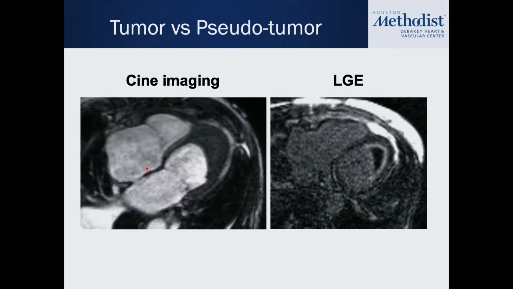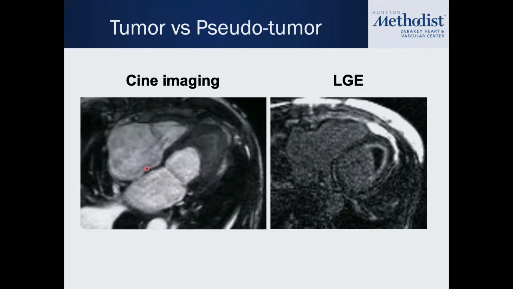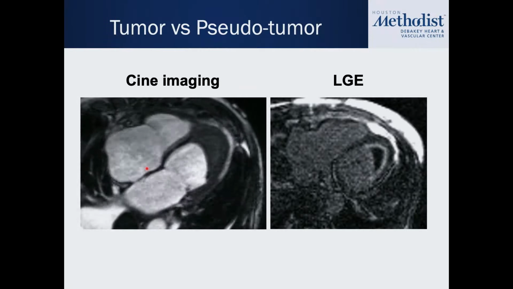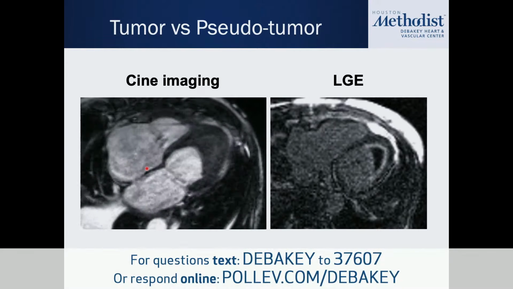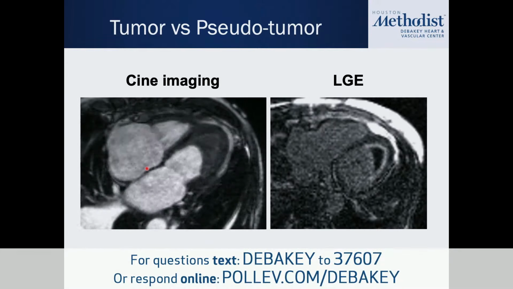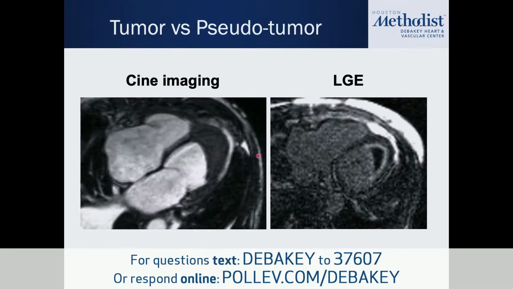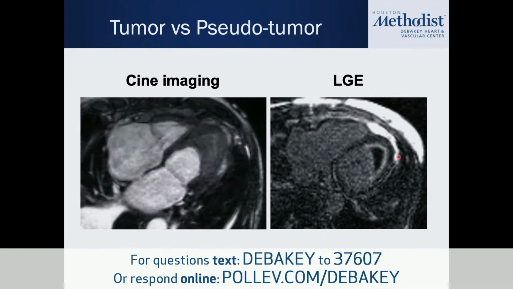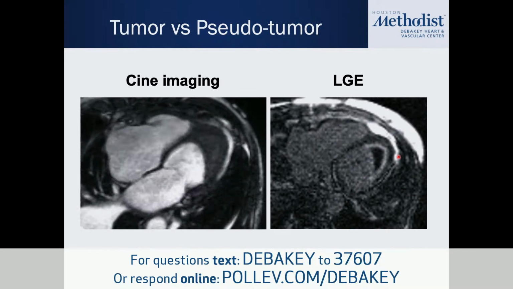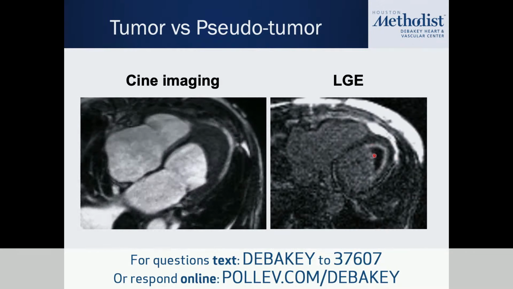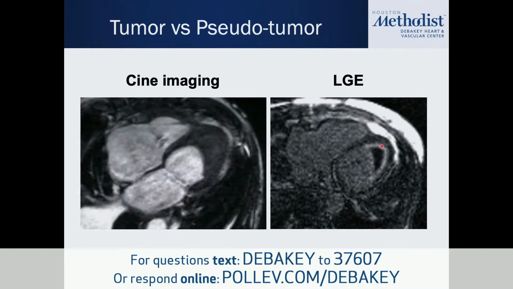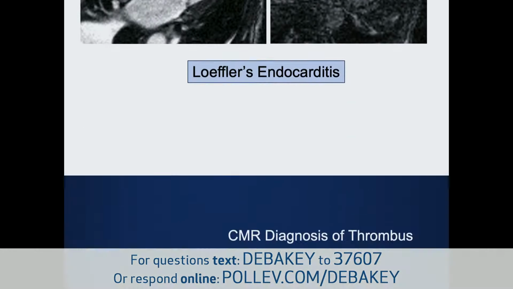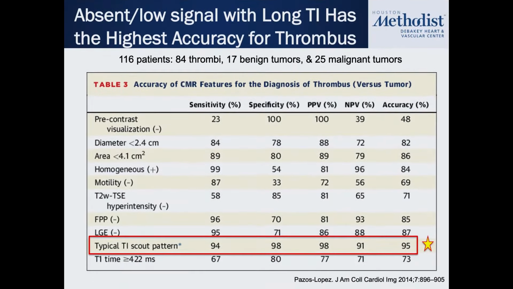What about this one? Pattern recognition. I know you know what that is, right? So this is Loeffler endocarditis, and you can see usually what's situating in the apex is a fibrothrombotic material, right? So you can see the thrombus here, there's no LGE, and then you have this rim of fibrotic material around it, right?